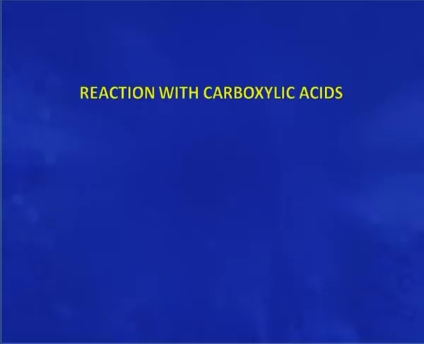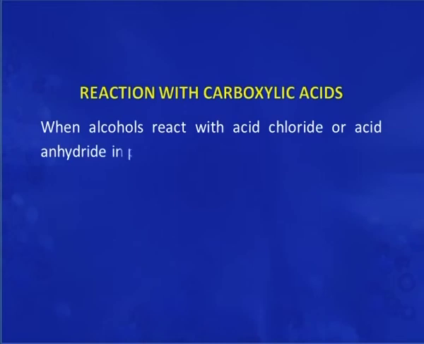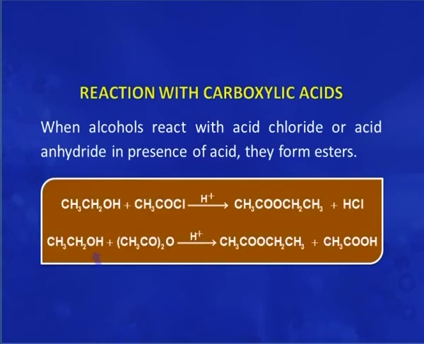Reaction of alcohol with acid chloride and acid anhydride. When alcohols react with acid chloride or acid anhydride in presence of acid, they again form ester. Here it is ethanol and ethanoyl chloride forming ethyl ethanoate along with hydrogen chloride. It is ethanol and ethanoic anhydride reacting in presence of acid to give ethyl ethanoate along with acetic acid.